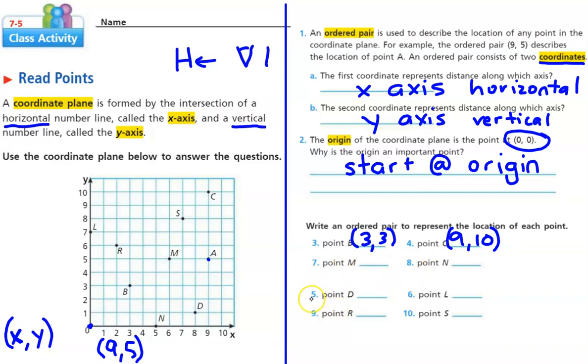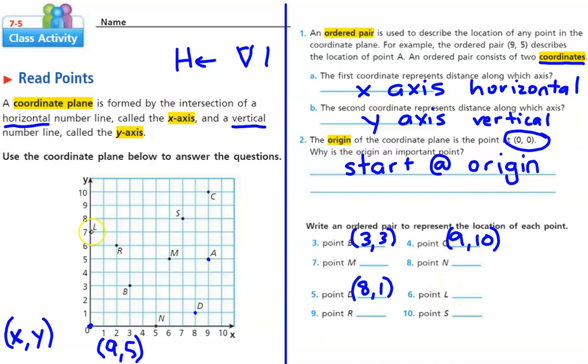I'm going to come down over here to point D, which is number 5. So D is all the way over here. And this one means I'm going to go over 8 first, and then I'd go up 1. So this is going to be 8, 1. Okay? And then for number 6, let's look at point L.